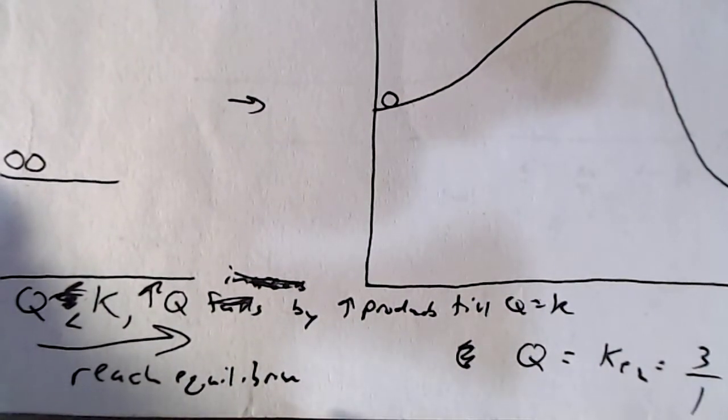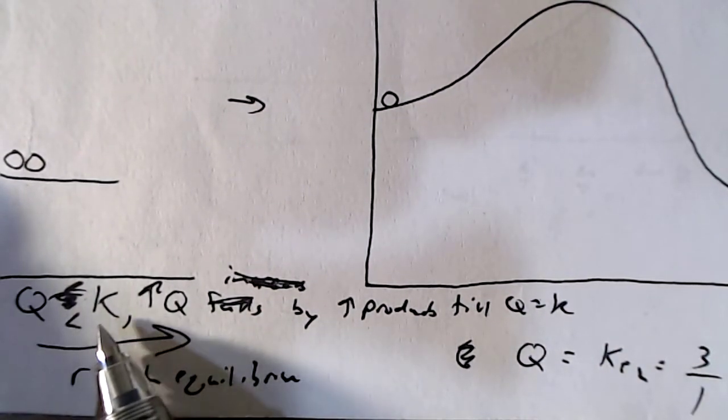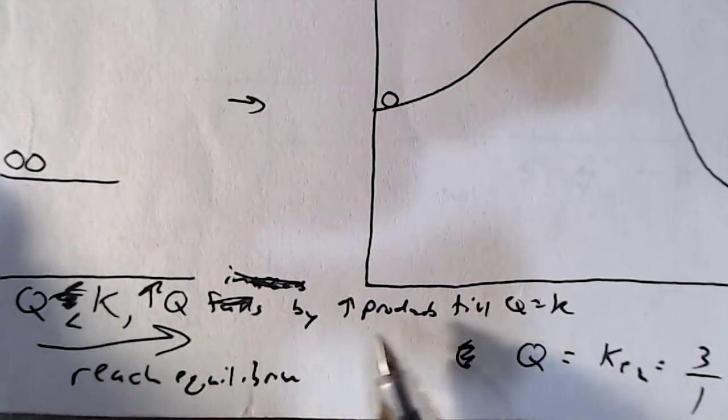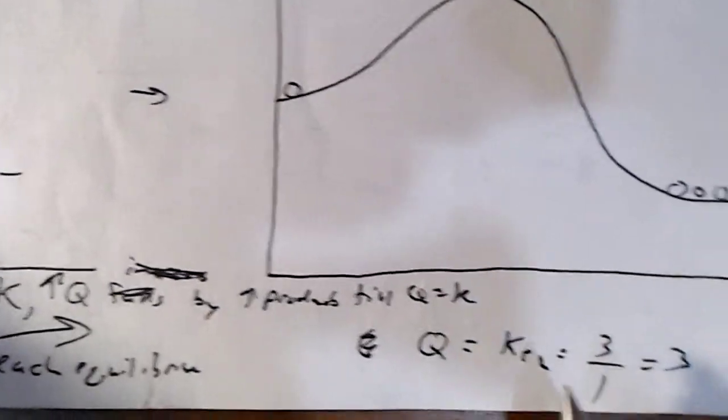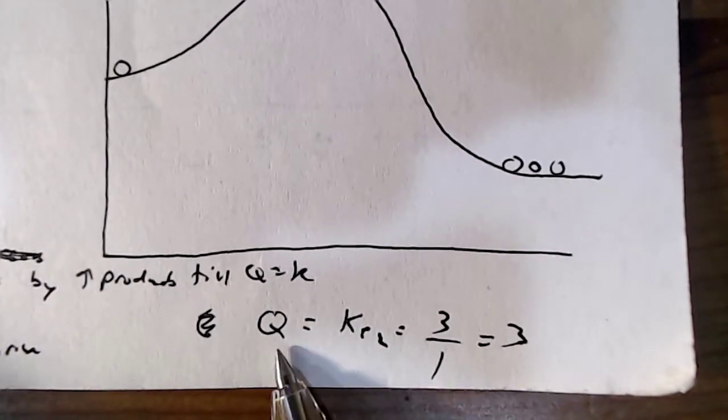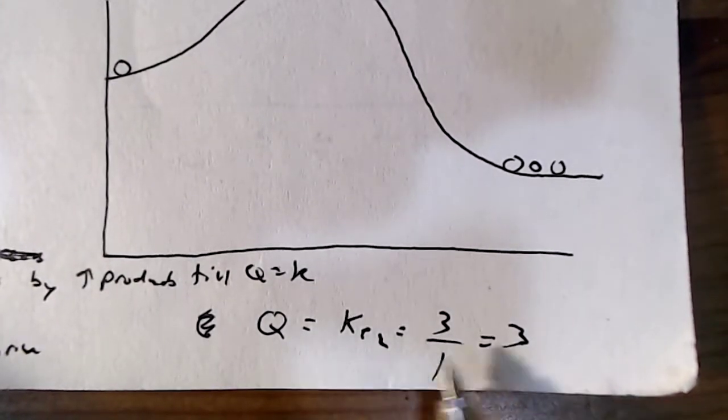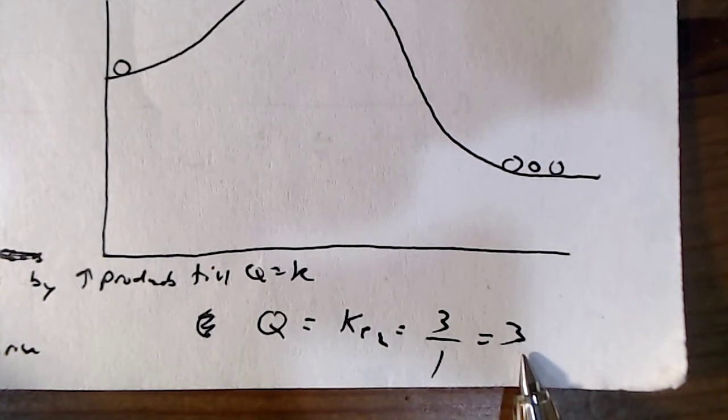So, as a summary, if Q starts out as being less than K, then you're soon going to increase the amount of product until Q is equal to K. So, at equilibrium, Q is now equal to the equilibrium constant. It's now equal to 3.